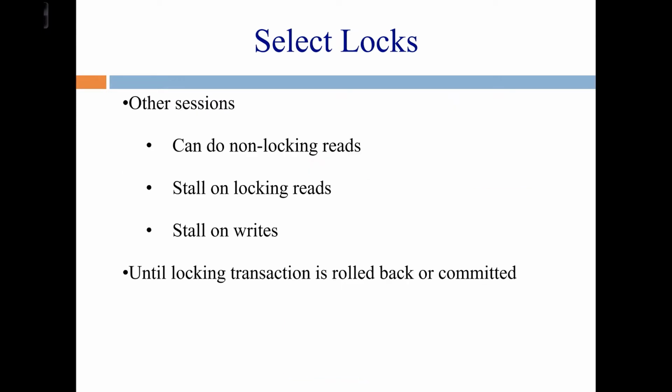So what, though, assuming that it just locks the rows we want it to lock, what can other sessions do if those rows are locked? They can do non-locking reads, so just a normal select without specifying for update on the end. They will stall on locking reads with conflicting rows, and they will stall on writes with conflicting rows until the session that's holding the lock either commits or rolls back its transaction.